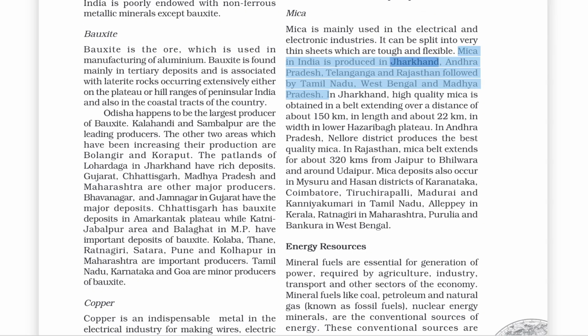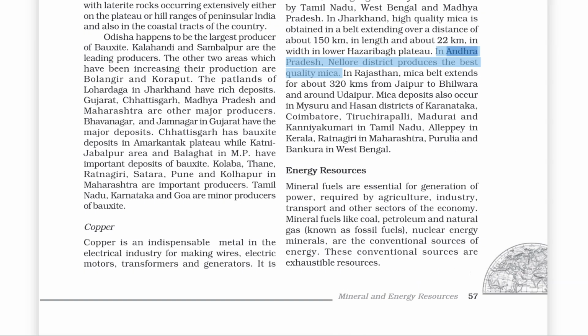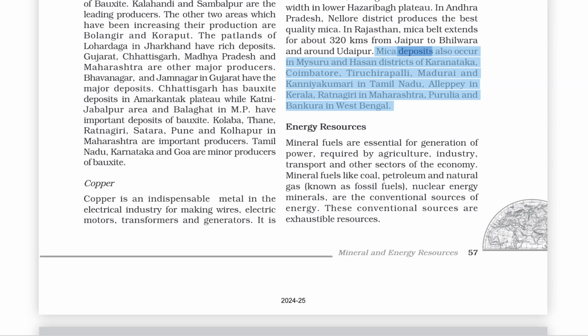Mica in India is produced in Jharkhand, Andhra Pradesh, Telangana and Rajasthan, followed by Tamil Nadu, West Bengal and Madhya Pradesh. In Jharkhand, high-quality mica is obtained in a belt extending over a distance of about 150 kilometers in length and about 22 kilometers in width in Lower Hazaribagh Plateau. In Andhra Pradesh, Nellore district produces the best quality mica. In Rajasthan, mica belt extends for about 320 kilometers from Jaipur to Bhilwara and around Udaipur. Mica deposits also occur in Mysore and Hassan districts of Karnataka, Coimbatore, Tiruchirappalli, Madurai and Kanyakumari in Tamil Nadu, Alleppey in Kerala, Ratnagiri in Maharashtra, Purulia and Bankura in West Bengal.